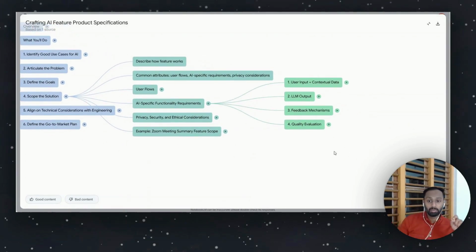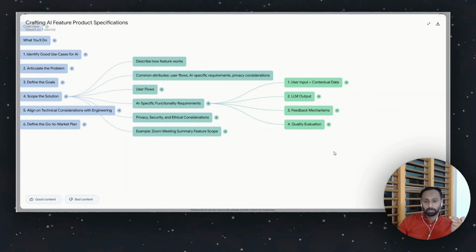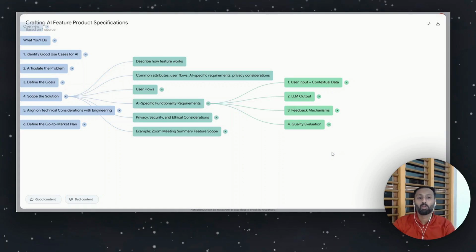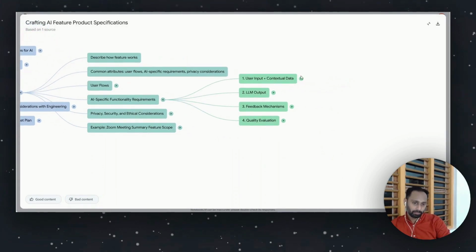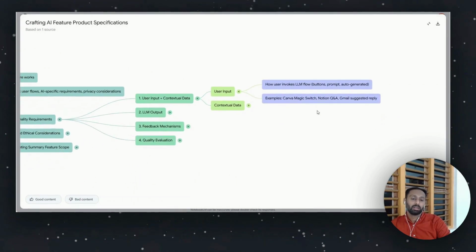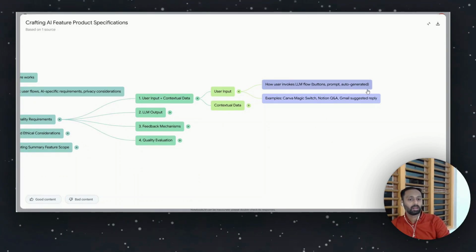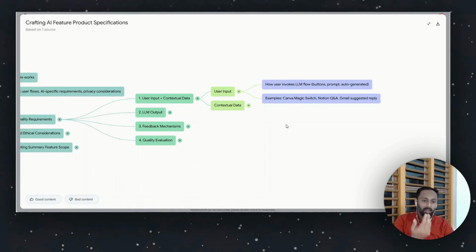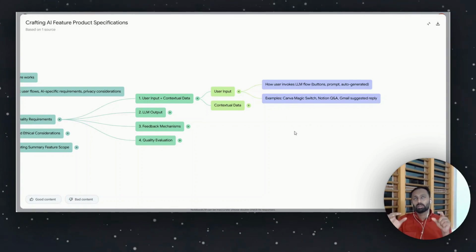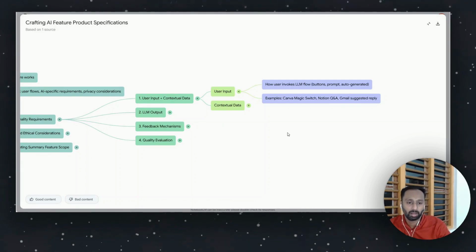When it comes to AI specific functionality requirements, there are a few things you need to be cautious about. What are the kinds of user inputs being given? For example, how users invoke the LLM flow. Examples are Canva Magic Switch, Notion Q&A, Gmail. You would have seen all those AI features. What triggers it? So that input flow should be very clear.